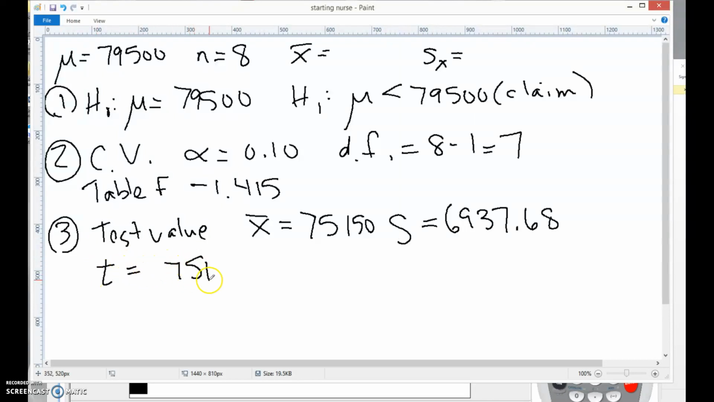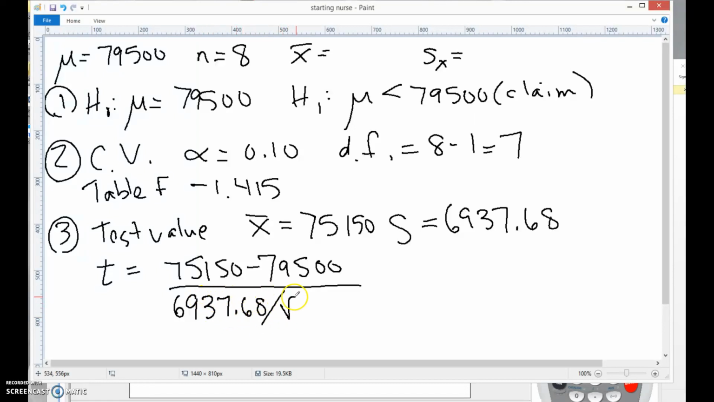Writing those down, I can now identify what my t value would be. So 75150 minus my mu, 79500, divided by that standard deviation of the sample, and divide that answer by the square root of my sample size. Type that into the calculator, and let's get that written down. An answer of negative 1.773.